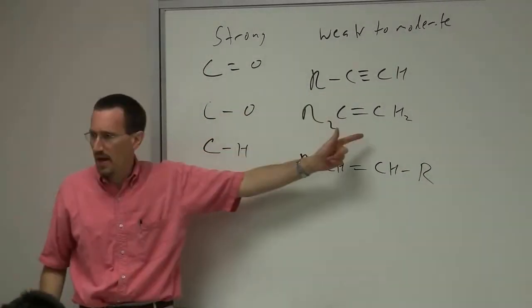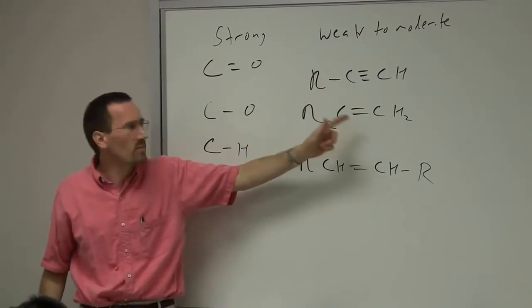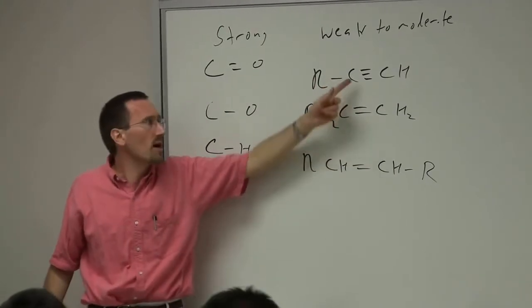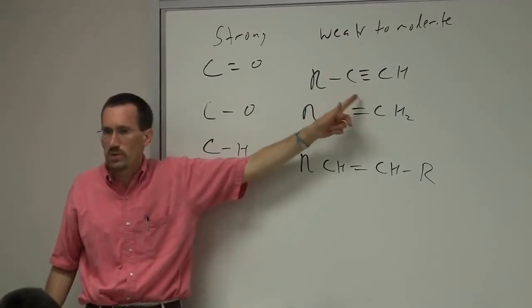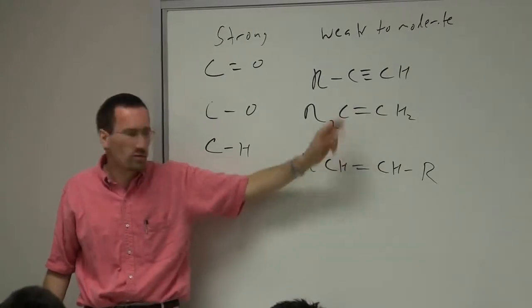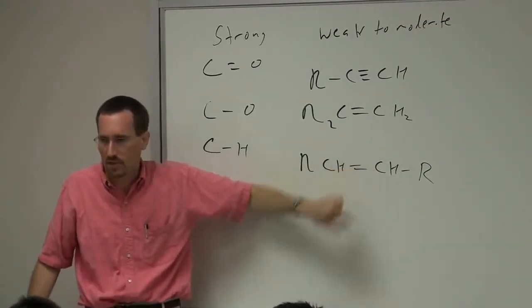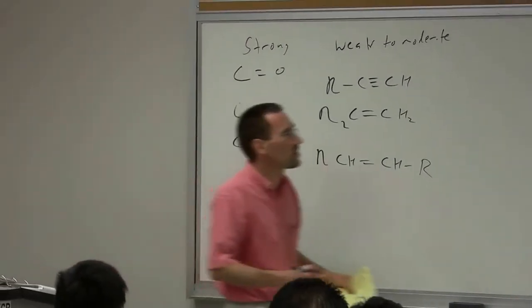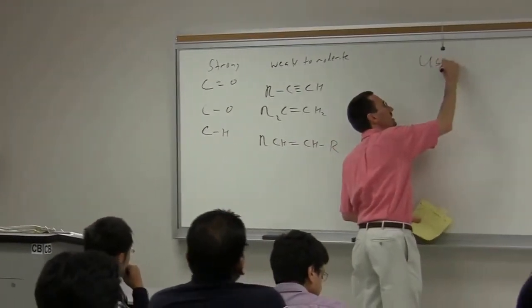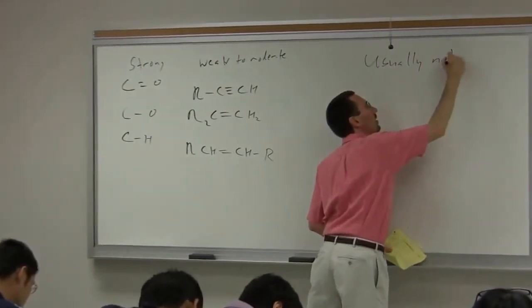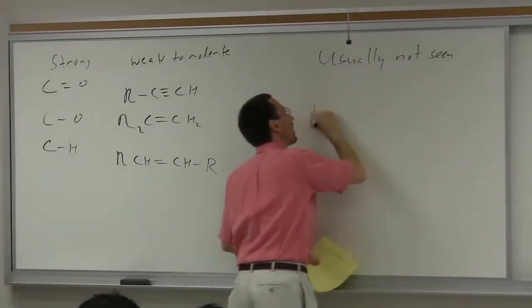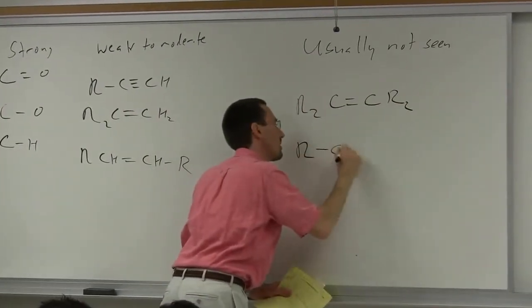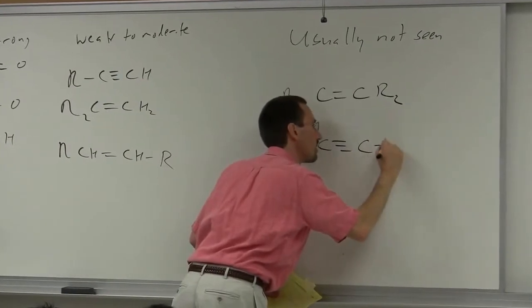And we already talked about if there's no change in dipole moment, so if you have, say, an alkyne with two alkyl groups on the end, you're probably not going to see, or almost certainly won't see, the carbon-carbon triple bond stretch. If you have an alkene that's tetrasubstituted, you're probably not going to see the carbon-carbon double bond stretch. So let's say usually not seen. Internal alkenes, internal alkynes.